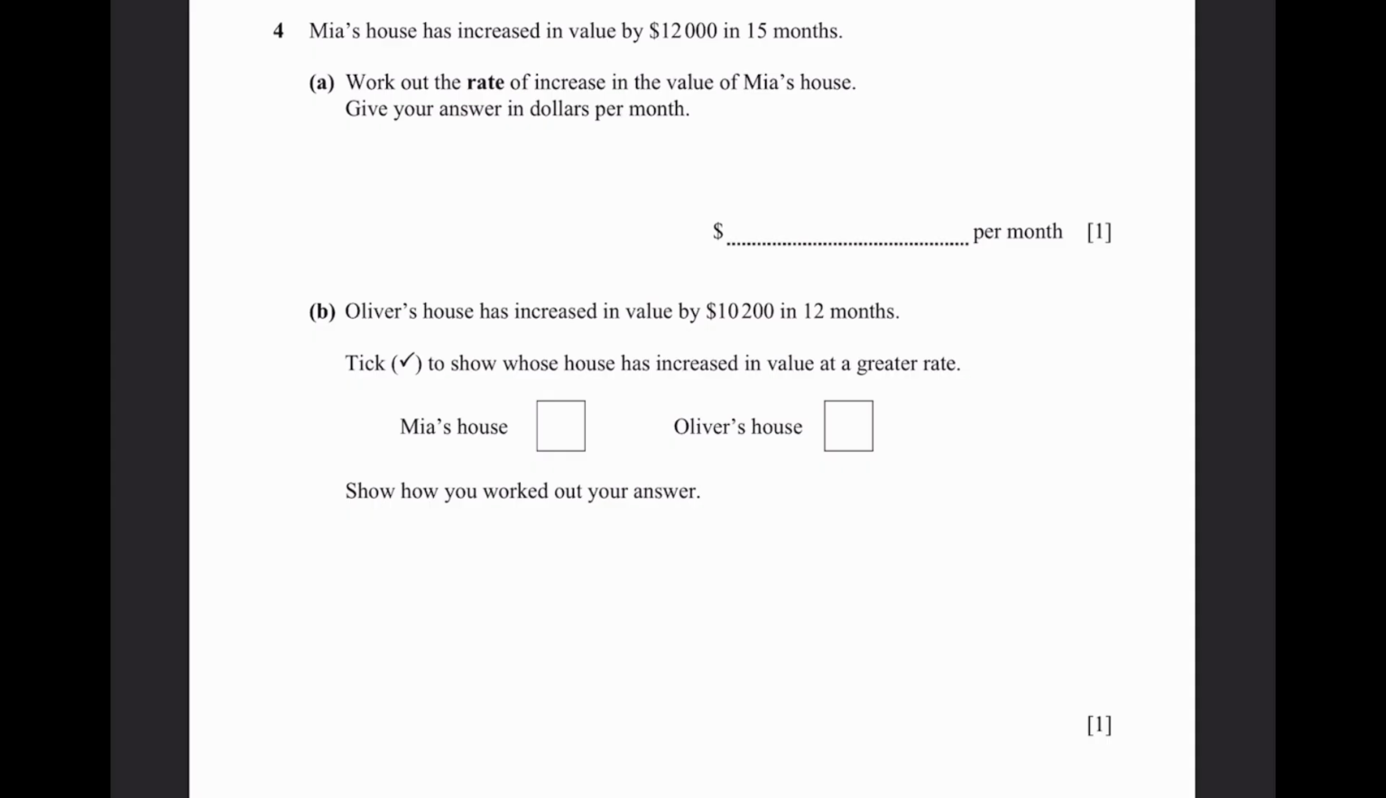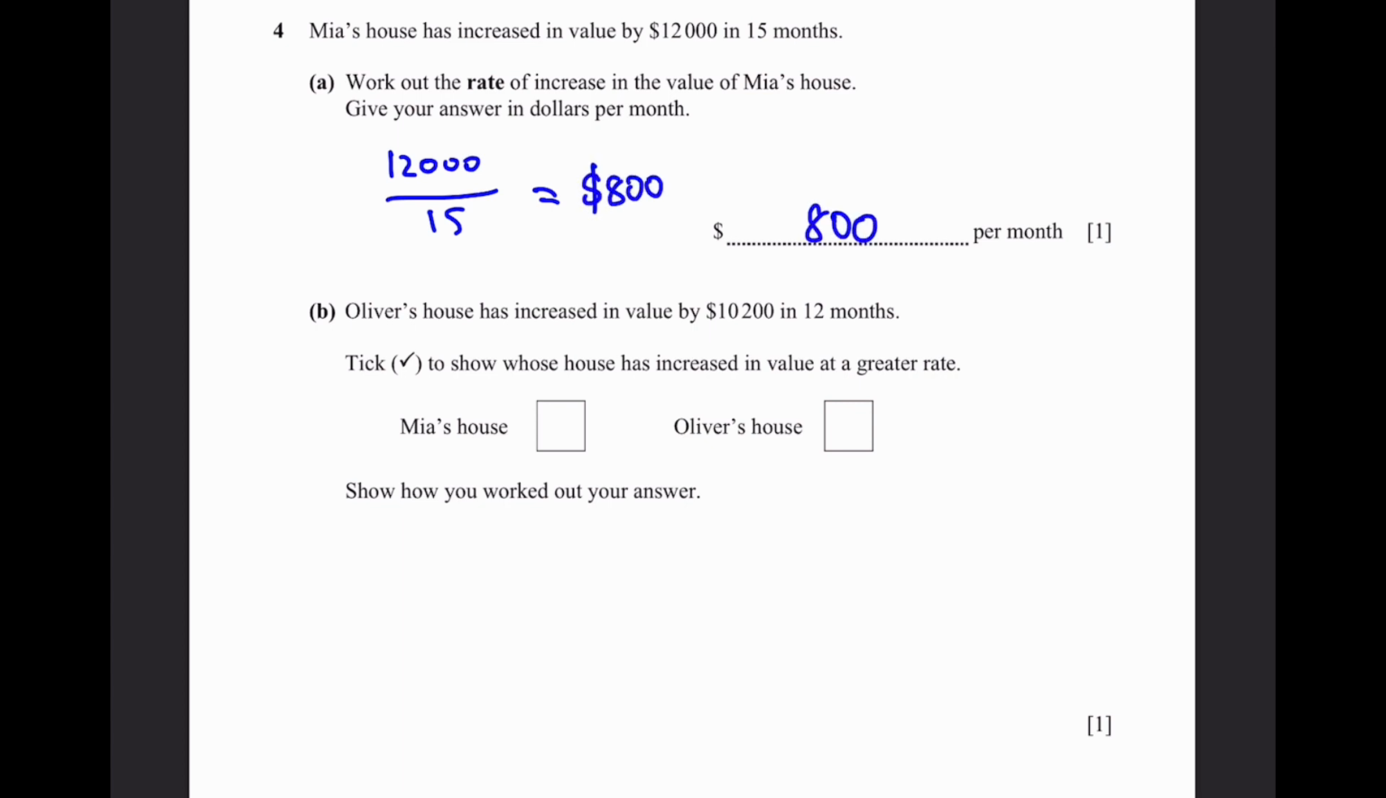Question 4. Mia's house has increased in value by $12,000 in 15 months. A. Work out the rate of increase in the value of Mia's house. Give your answer in dollars per month. This is $12,000 in 15 months, and we get the rate of increase per month. That means 12,000 divided by 15, and that's equal to $800 per month.